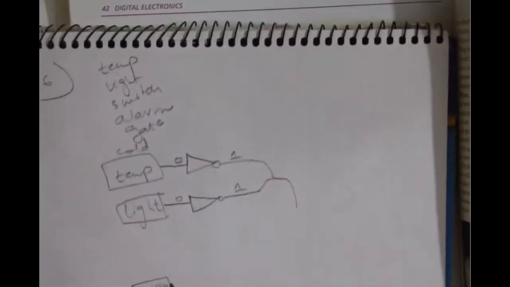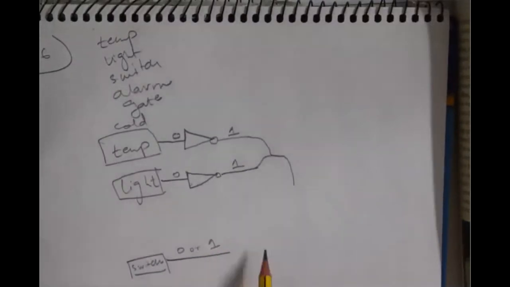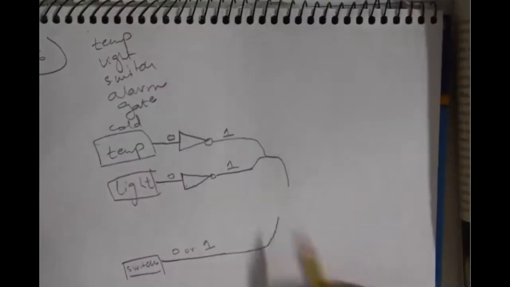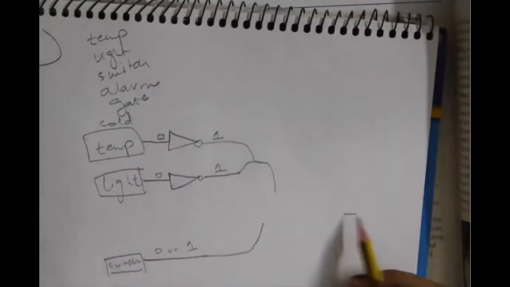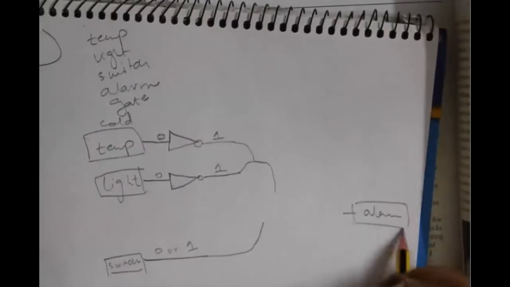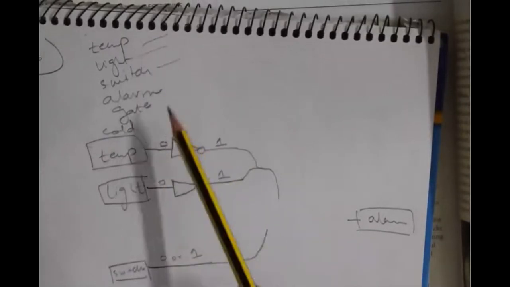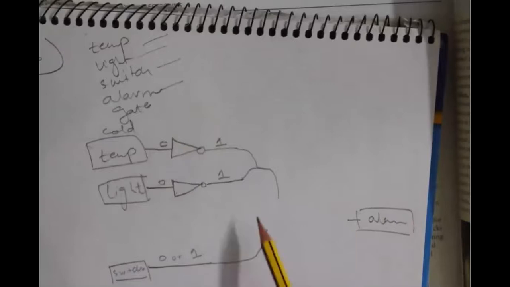And then we have the switch. The input could be 0 or 1, right? And then I have my alarm here. So let me tick off everything I have included. Temperature, light, switch, alarm. The gate is the only thing that's left now.